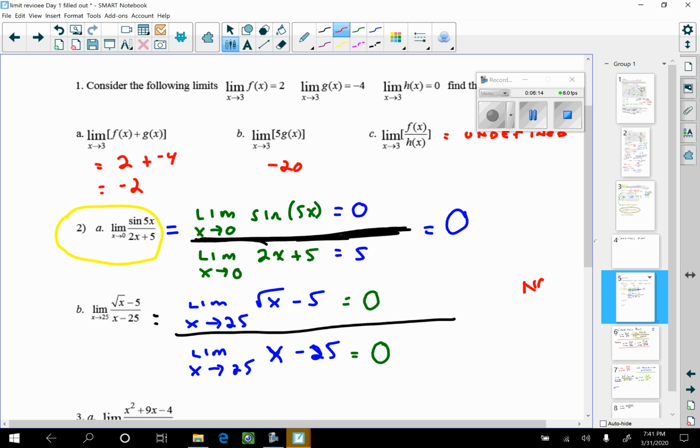Keep in mind, this is a no-no, we are not going to write this way. We're going to write it as two separate limits: the limit of the numerator and the limit of the denominator. And that division bar is just going to separate things for us. Now we need to know what happens if the limit of the numerator is 0 and the limit of the denominator is 0. And we're not going to say that equals 0 over 0. That's the no-no.